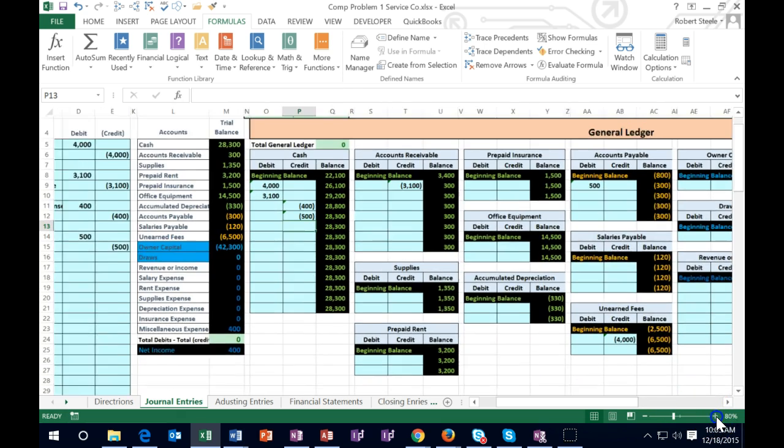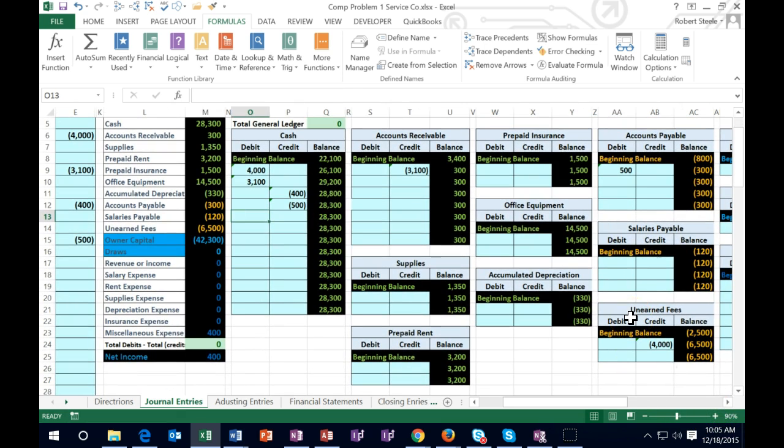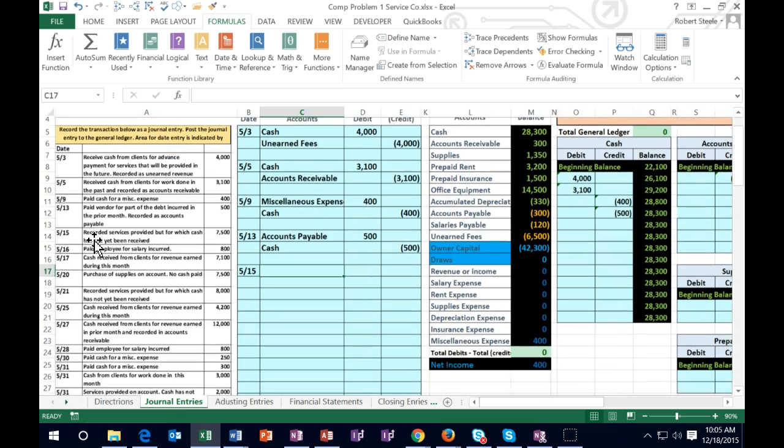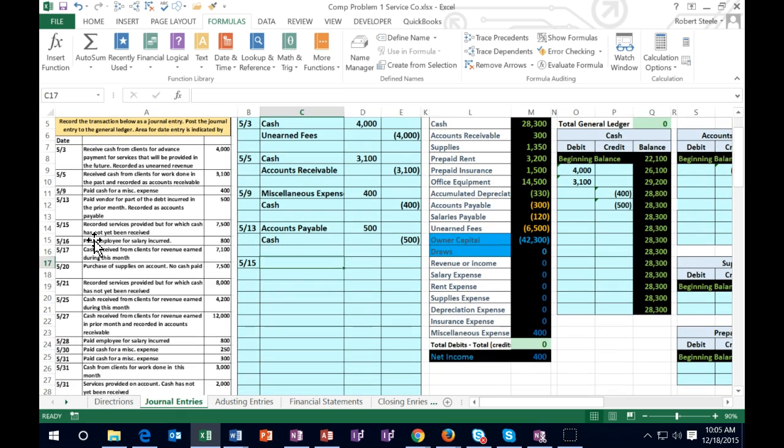All right, let's make this a little bit larger once again and keep posting these out. We're going to go down to the next transaction, which happens to be, in this case, on 5/15. So on 5/15, we have recorded services provided but for which cash has not yet been received. Okay, so we've seen that before, I believe. So we've recorded services but cash, well, we haven't done that yet. Anyway, so we did work but we didn't get money yet.